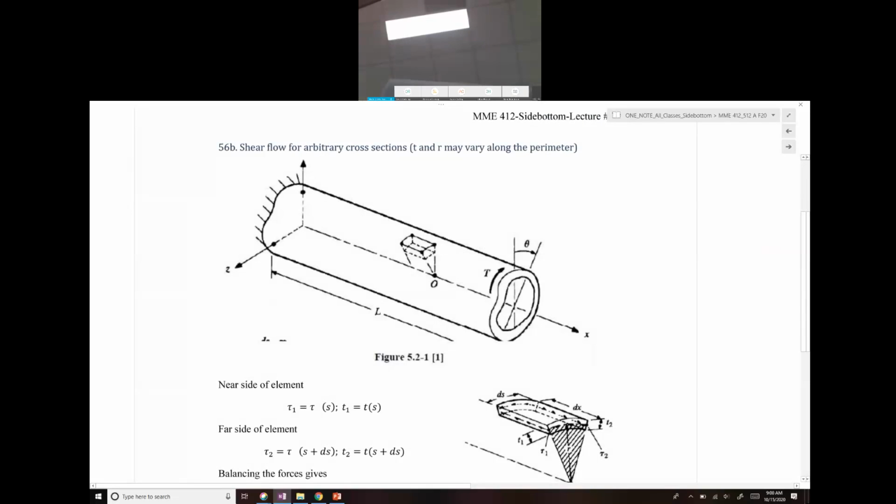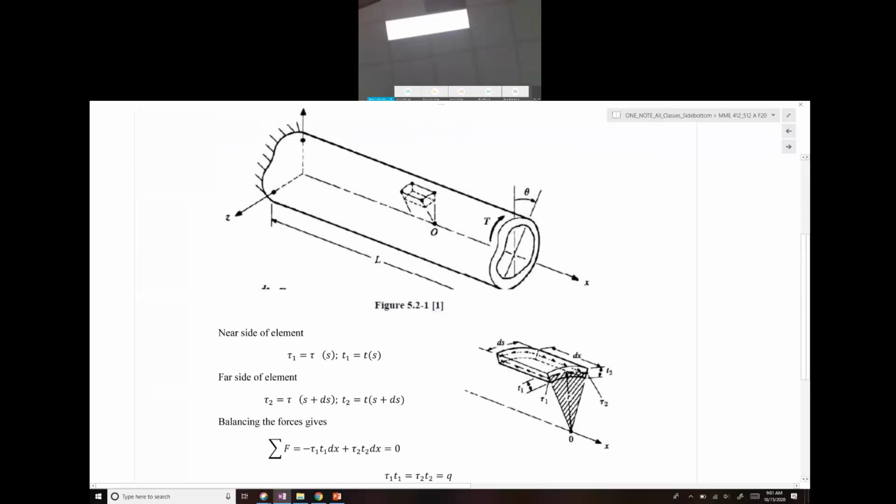In this section, we're going to talk about how we're going to define shear flow for arbitrary cross-section. What this means by arbitrary cross-section is the thickness of the tube can vary and the radius of the tube could vary. So it doesn't have necessarily a circular section anymore.